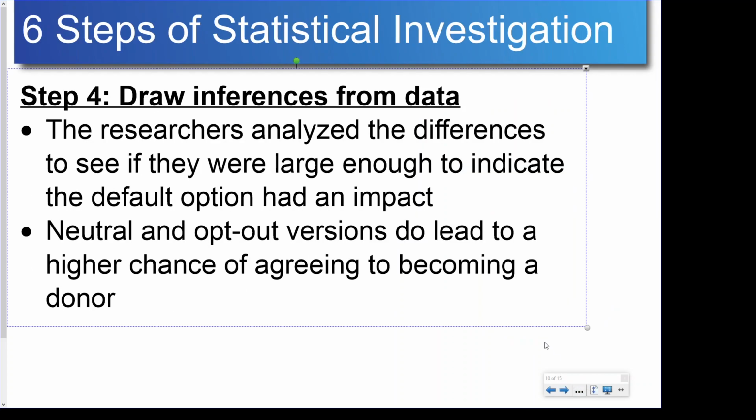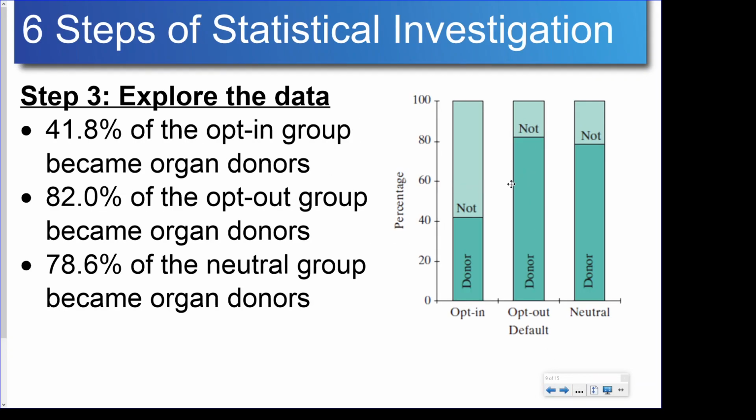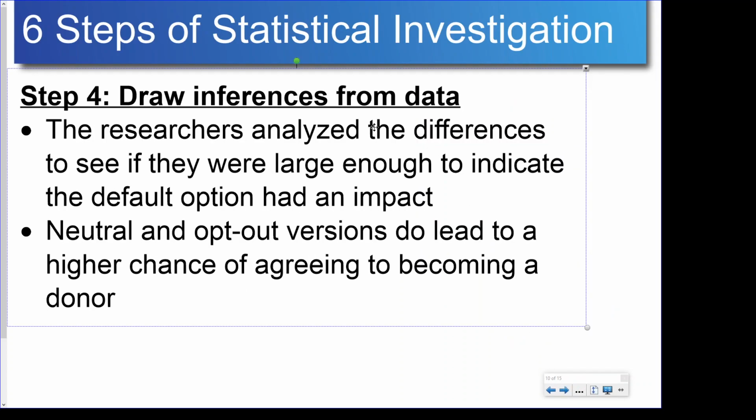So that's step 3. So step 4. The researchers analyzed the differences to see if they were large enough. Because what if these were a little closer together? Well, that may not be significant. That may just be the random chance of different people. The question is, are these differences big enough? Are they significant? And that's what step 4 is about.